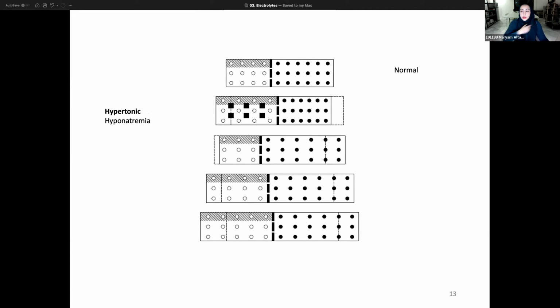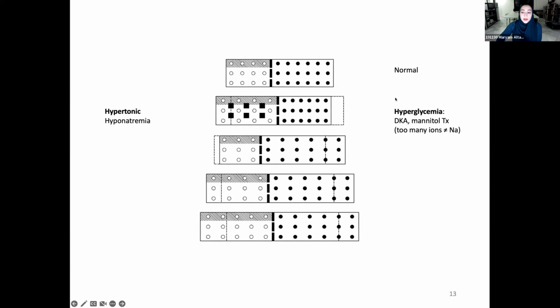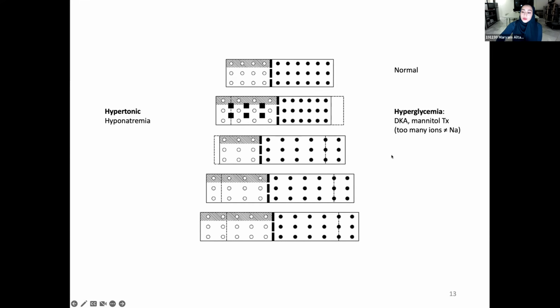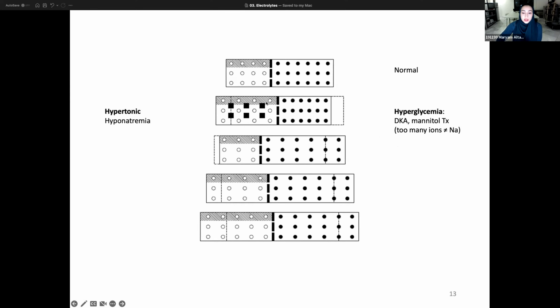So in a case of hypertonic hyponatremia, what that means is there's something else that we didn't account for. There's another ion in the blood that's causing it to become concentrated, but that is not sodium, it's something else. So for example, you can have hyperglycemic states. So someone with diabetic ketoacidosis, someone who's been treated with mannitol. So basically what happens here is you have too many ions, you can see them here, but none of them are sodium. So you get hypertonic hyponatremia, okay?